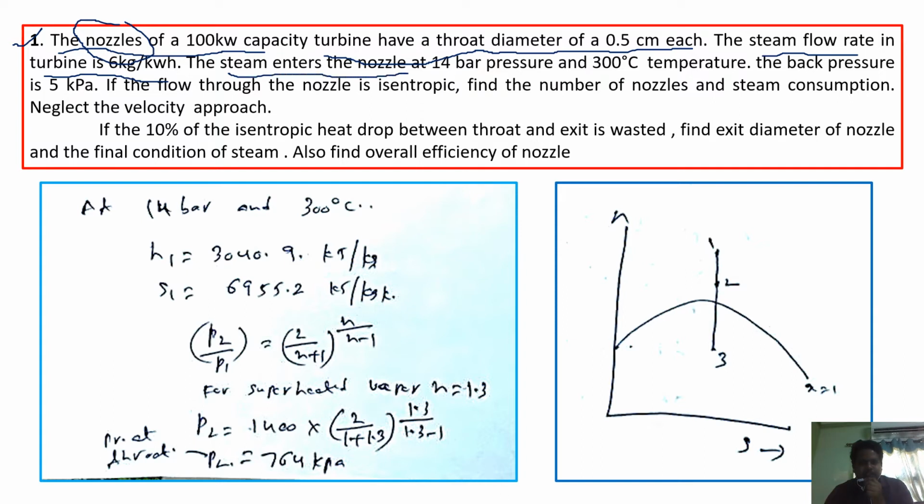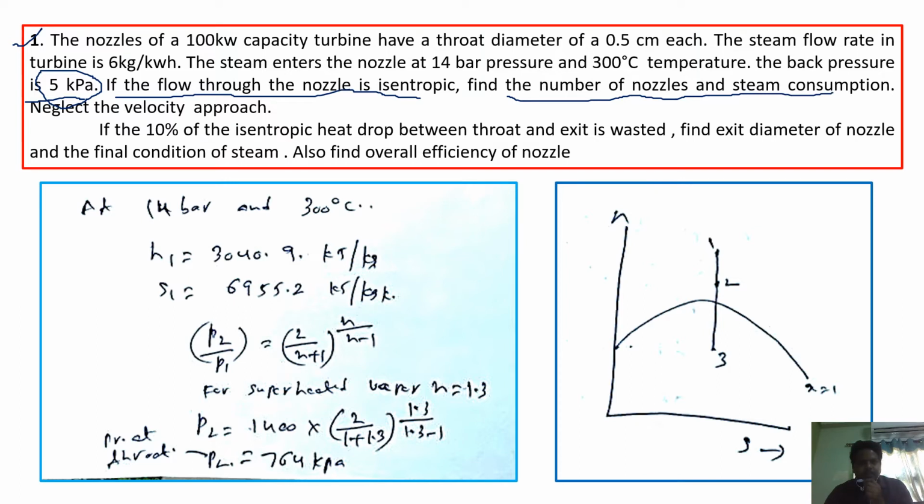The steam enters the nozzle at 14 bar pressure and 300 degrees centigrade temperature. The back pressure is 5 kilopascal. Back pressure means steam after passing through the nozzle, at the exit of the nozzle, the pressure is 5 kilopascal. If the flow through the nozzle is isentropic, find the number of nozzles and steam consumption. Neglect the velocity of approach, which means we have to neglect the velocity at the inlet of the nozzle.